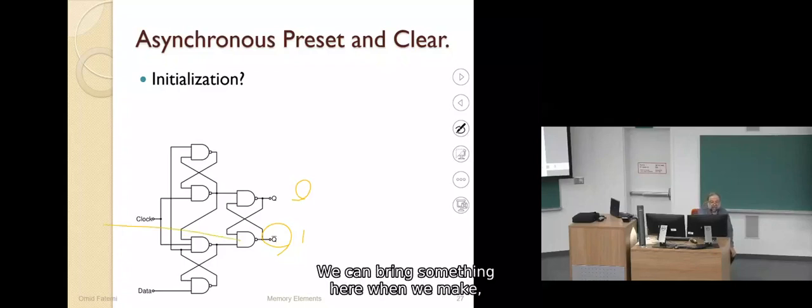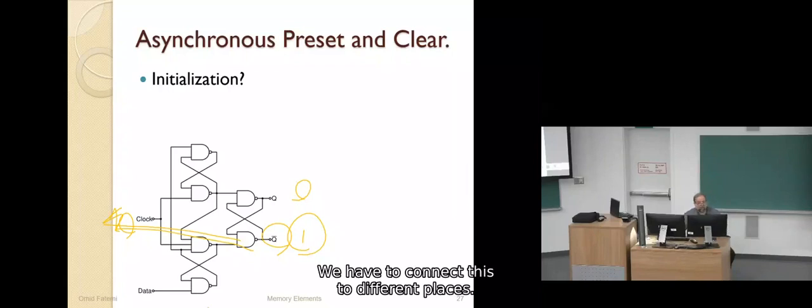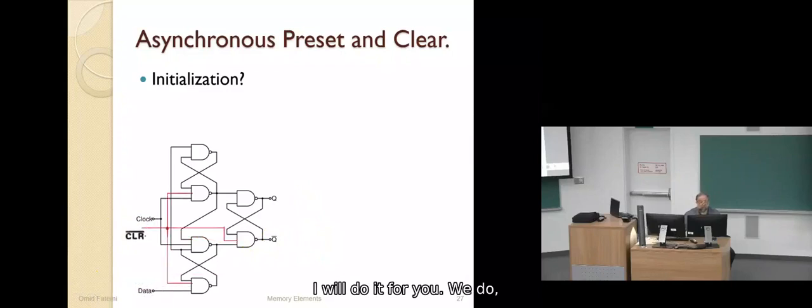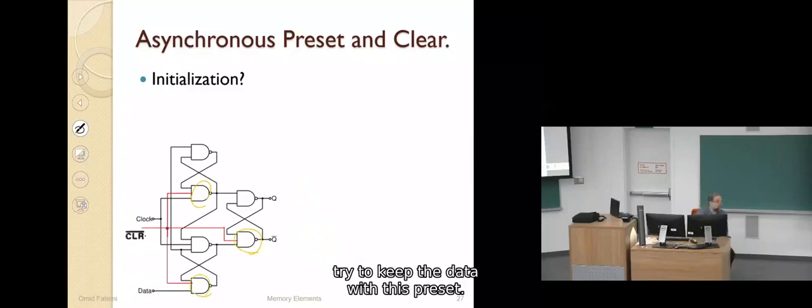We can bring something here. When we make it 0, this 0 goes to this NAND, and the output of the NAND becomes 1. So that's good. But it is not enough because it has some kind of feedback and so on. We have to connect this to different places. I will do it for you. So we do this. We connect this to the NAND gate here, the NAND gate here, and also we try to keep the data with this preset.